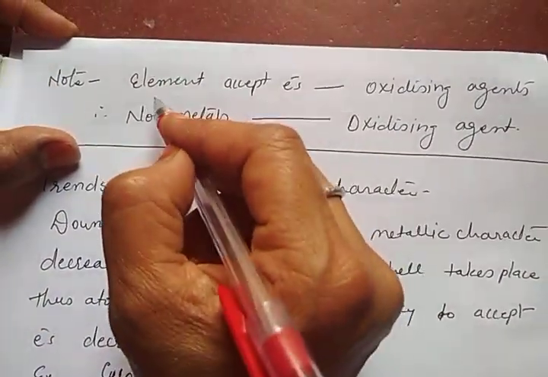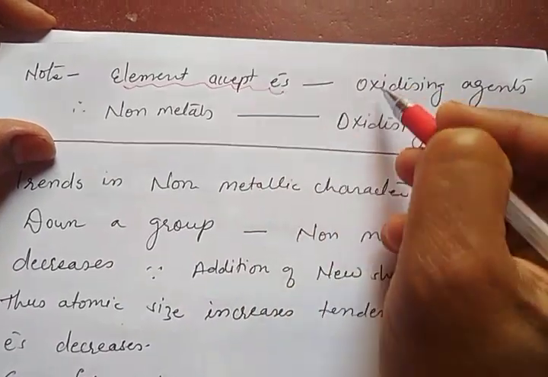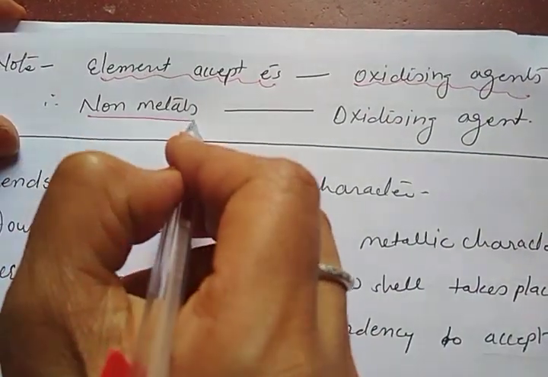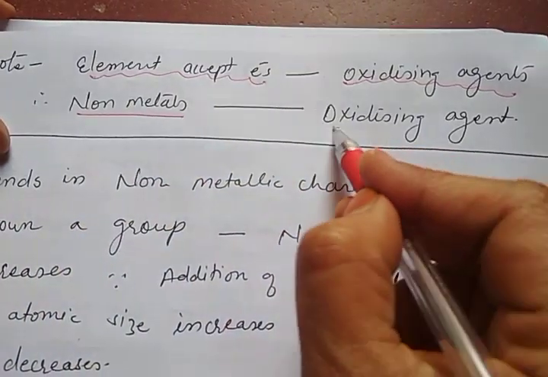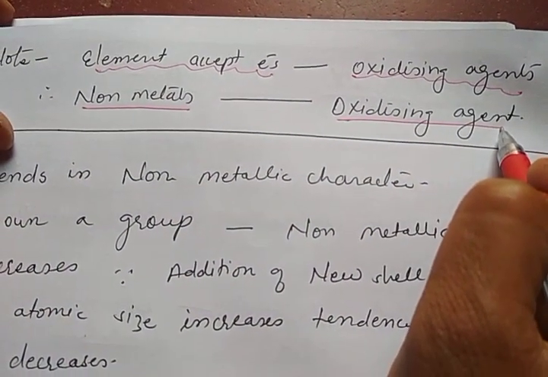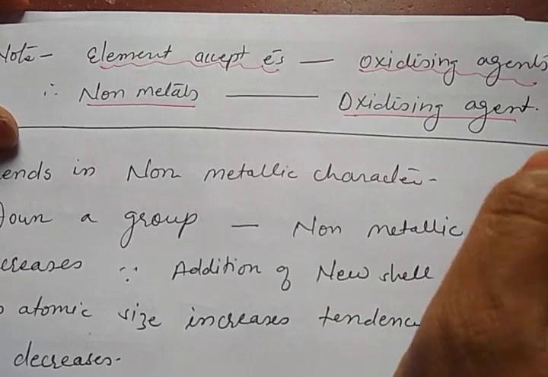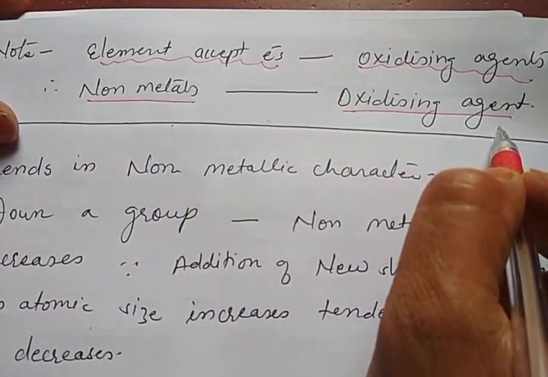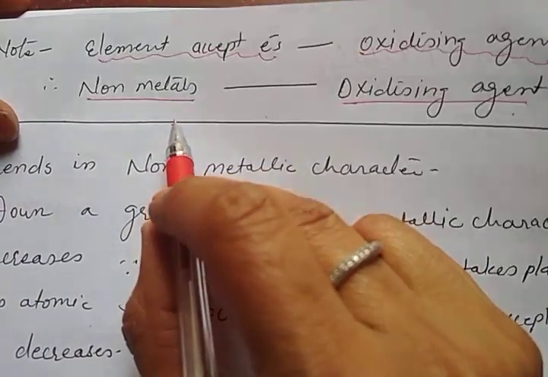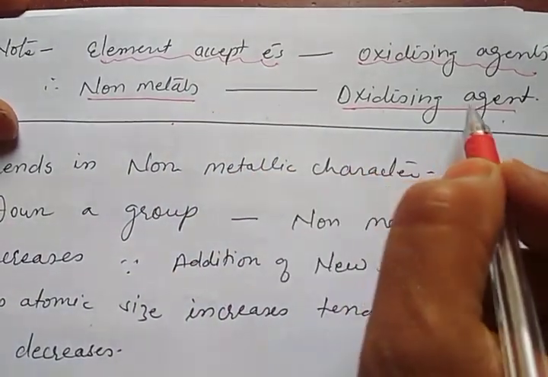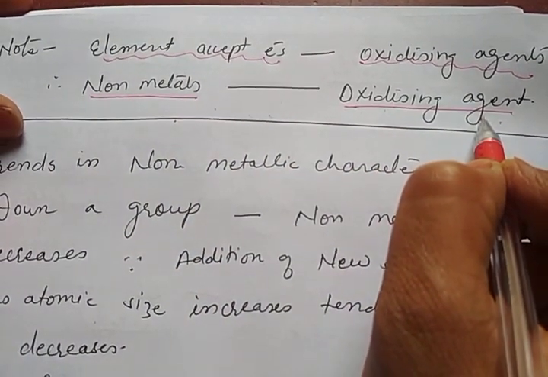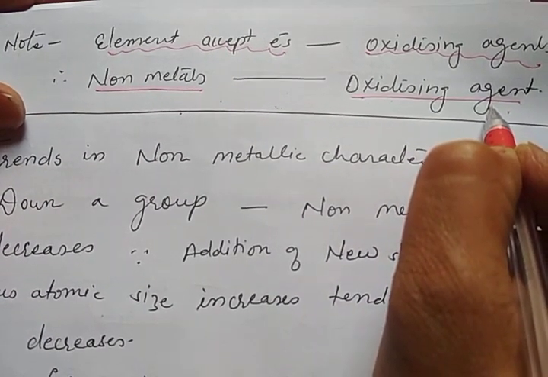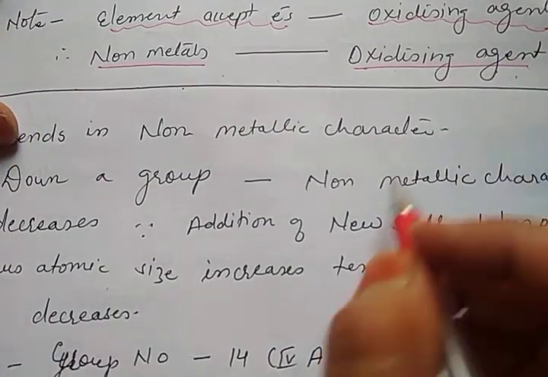Now the next point. We always have to remember that the elements which accept electrons are oxidizing agents. As non-metals accept electrons, they are good oxidizing agents. This can also be asked in the exam. Correct the following sentence: metals are good oxidizing agents. We can correct this sentence: non-metals are good oxidizing agents. Give a reason can also be asked: non-metals are good oxidizing agents because they have the tendency of gaining electrons.